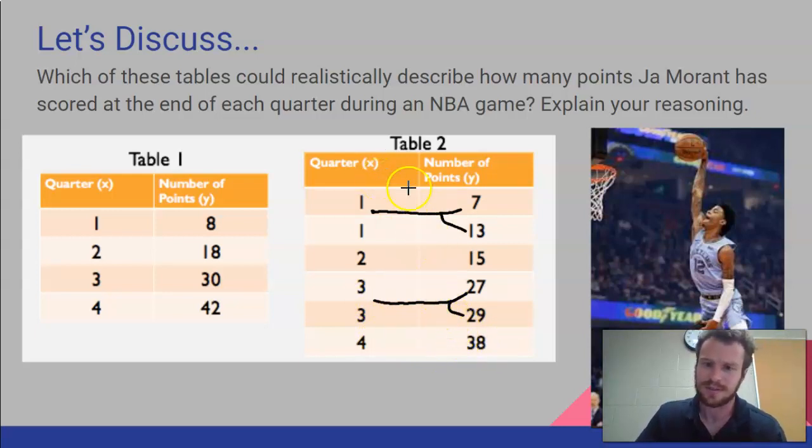So table 2 does not seem to make much sense because he can't have two different point values at the end of a quarter. He can only have one. So table 1, we'll talk about in a second here, is a function, while table 2 is not a function, it is merely a relation. So let's talk about those definitions here now.